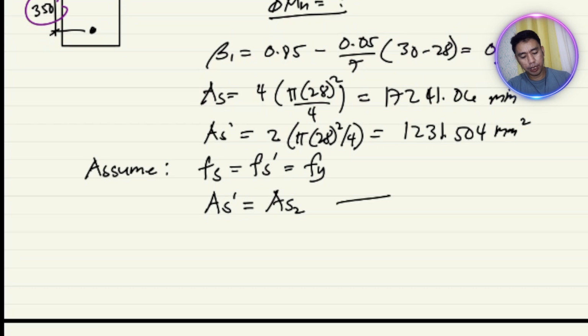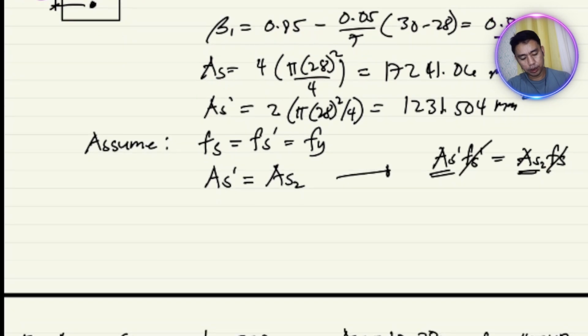Actually, ito na equation, galing ito sa ano, yung As prime Fs prime is equal to As2 Fs2. Sorry, Fs. Yan. So, since pareho sila, ang Fs prime is equal to Fs, that means As prime is equal to As2. Kaya ito na assumption natin.